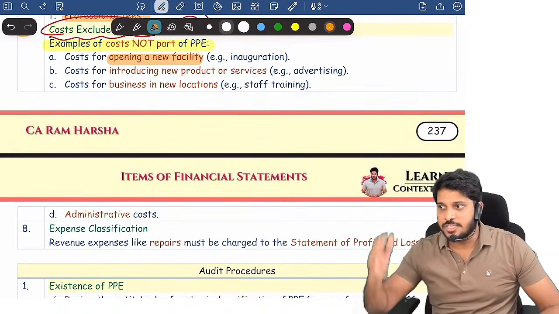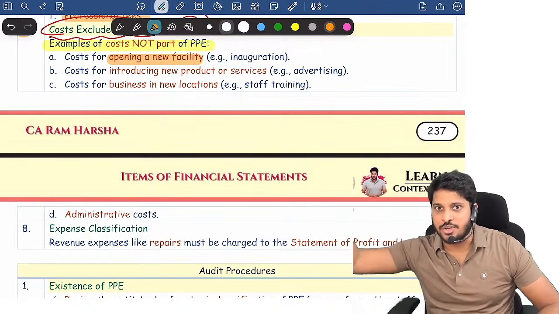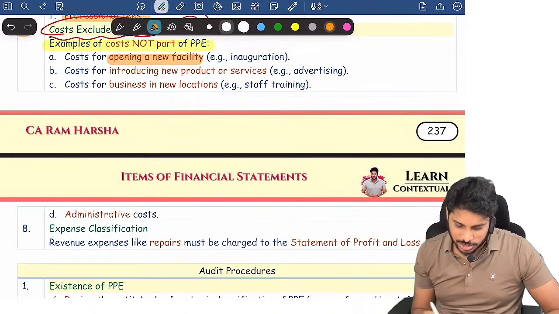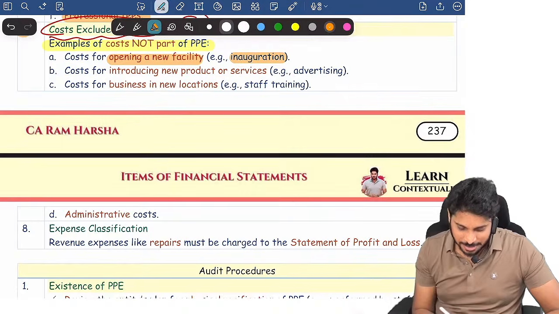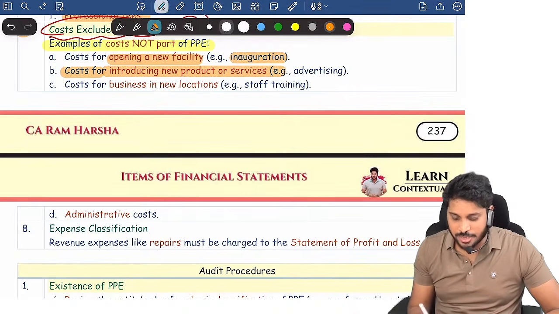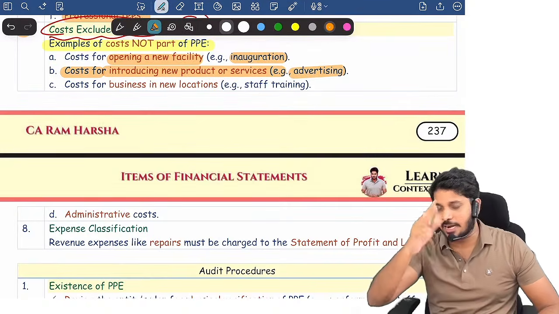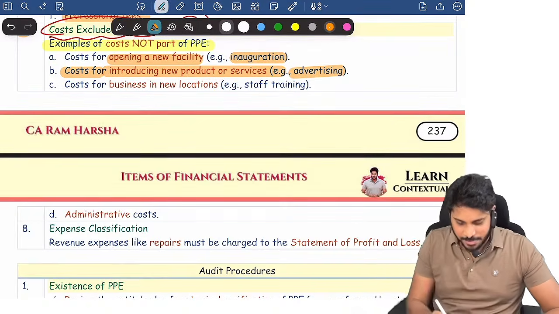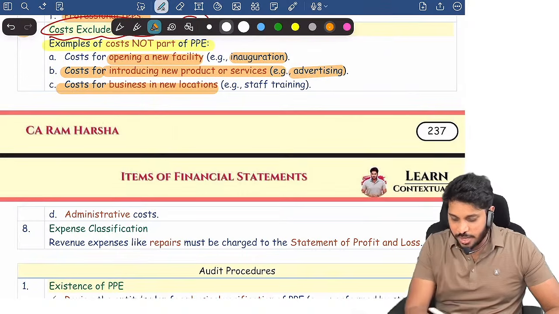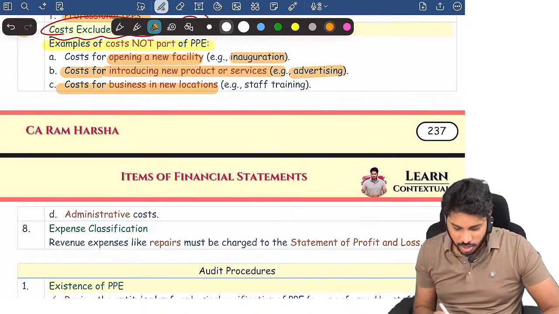Cost of opening a new facility. Suppose you open a new factory and did an opening celebration. That is not a capitalized cost. Inauguration, nothing but that. Cost of introducing a new product or service, like you launched a new product and did massive advertisement. That advertisement and all will not form part of cost. Cost of business in a new location, staff training, that is not a PPE cost.